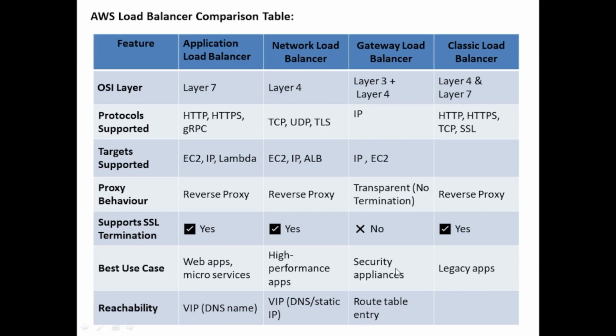For gateway load balancer, it is security appliances. For network load balancer, it is high performance apps. For application load balancer, it is web apps or microservices. And the reachability part, we can reach the application load balancer via virtual IP, and the network load balancer we can reach via either virtual IP or static IP. And for gateway load balancers, we need a route table entry.